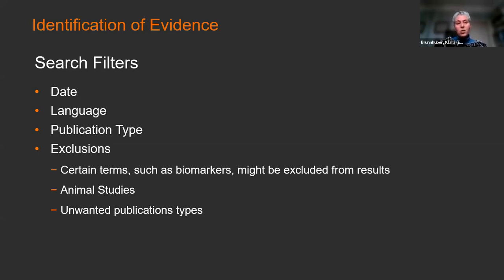Publication type, a very important search filter, because as we talked earlier, certain study types are relevant to your question. So diagnostic study types, randomized controlled trials, or indeed observational studies. Depending on what you are looking for, you need to set your publication type. And use exclusions as much as possible. If you already know that you are not looking for something, you're not looking at animal studies, you're not looking at particular publication types, for example, case studies, case series, editorials, then use those exclusions in order to really make sure that your search is as precise as possible.